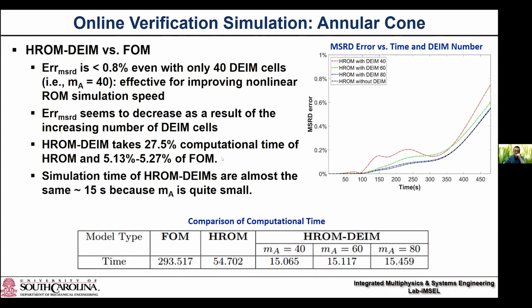Here, the most important thing, you can take a look at this one. For the online verification simulation, if you use the full order model, it takes almost 300 seconds. If you use the reduced model without the DEIM, it takes 45 seconds. If you use our HROM with the DEIM, it only takes around 15 seconds, which is very small compared to the traditional methods.